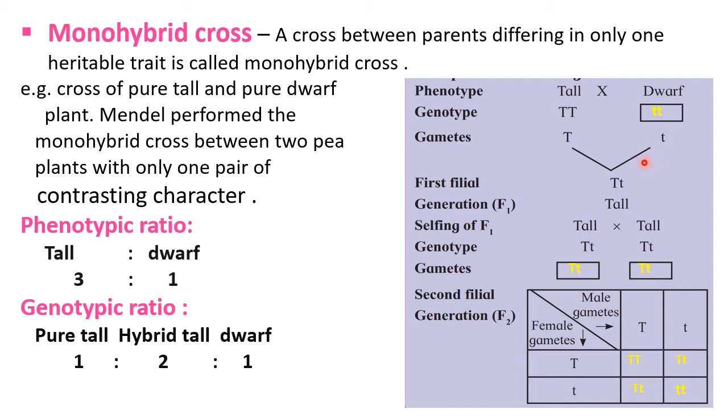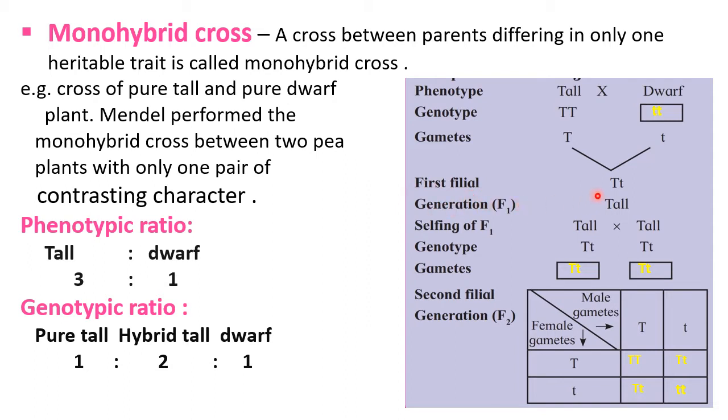So he crossed the tall and dwarf pea plants with each other and produced a number of individuals in the first generation. It is called the first filial generation, or the F1 generation.